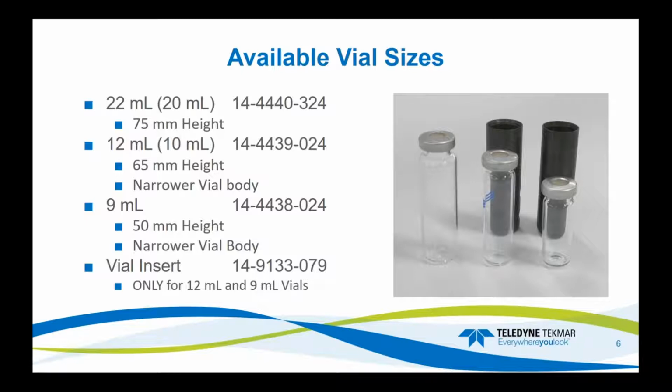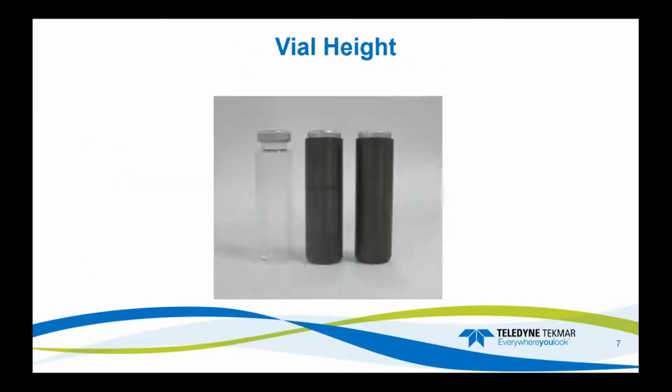Behind the 12 and the 9 mil vial, you'll see the vial inserts that can be used for either of those. The vial has a narrower body and allows it to sit down in that sleeve, yet the top uses the same cap as a 22 mil vial. And when you assemble those, as you can see, they're all the same height. So the HT3 doesn't need any special sensors to figure out which height the vial is.